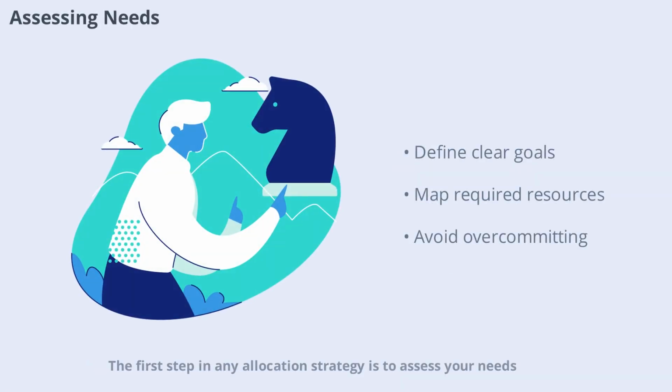The first step in any allocation strategy is to assess your needs. What are your goals? What resources are required to achieve them? By mapping out your objectives and the resources needed, you can create a clear plan. This assessment helps you avoid overcommitting and ensures that you're prepared for the challenges ahead.